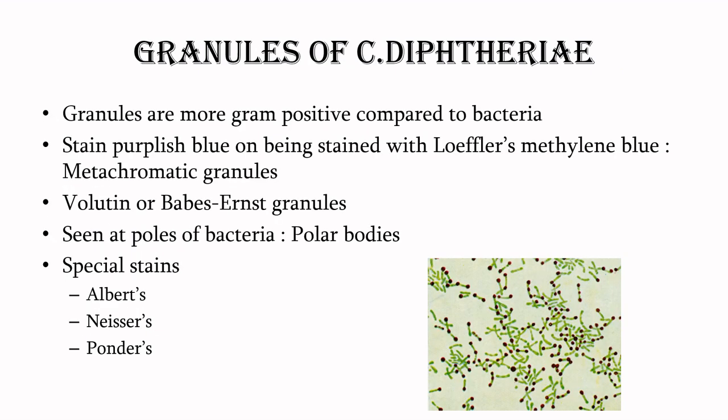When you stain these granules with Loeffler's methylene blue, they are purplish blue in color. So they are called metachromatic granules, or otherwise volutin or Babes-Ernst granules. Generally they are seen at the poles of the bacterium, so they are also called polar bodies. You can use some special stains. The most commonly used one is Albert stain. You can also use Neisser stain or Ponder stain for detecting these granules as well.